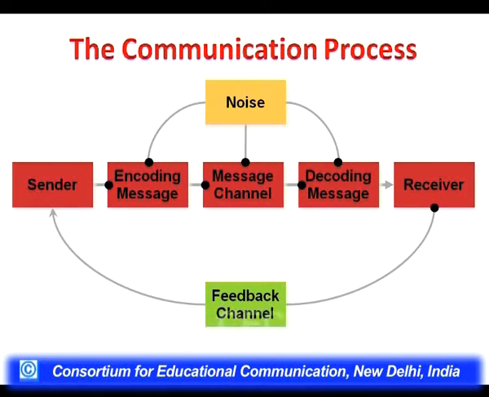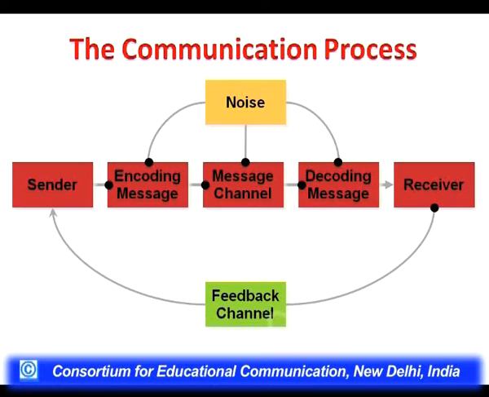The sender sends a message, and there is message encoding equipment, and there is a channel for conveying the message. Then the message is decoded and it is given to the receiver. The receiver gives feedback to the sender.